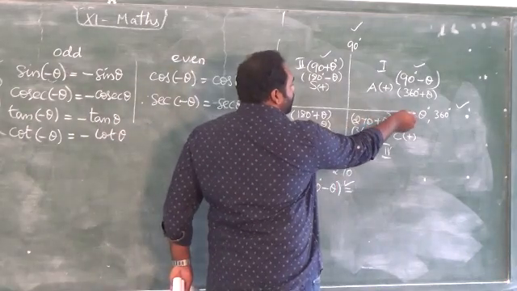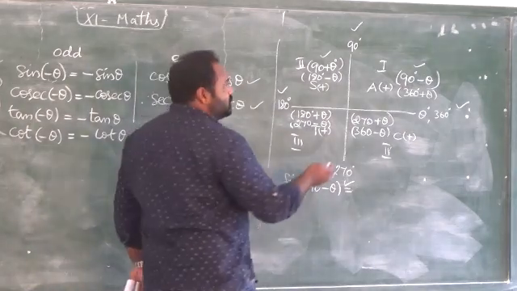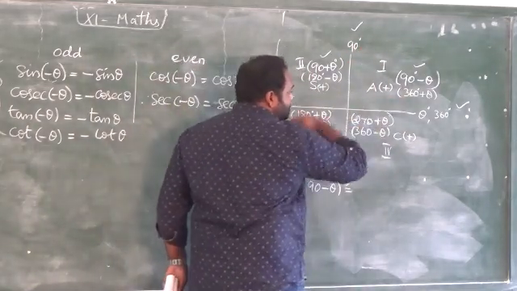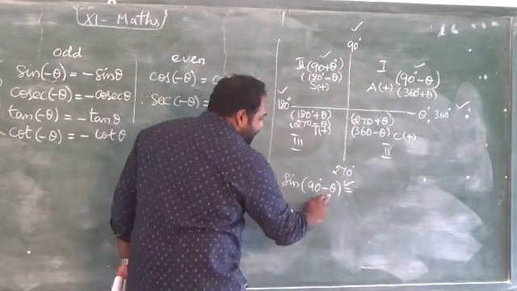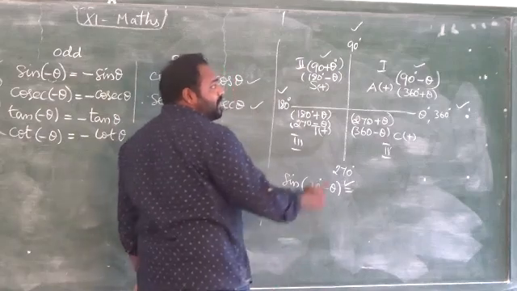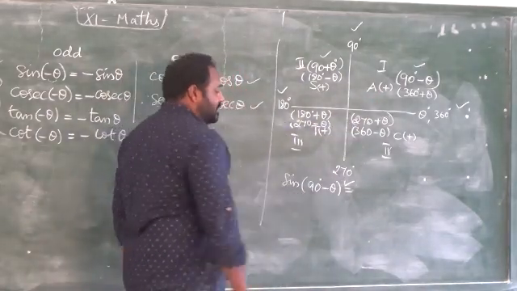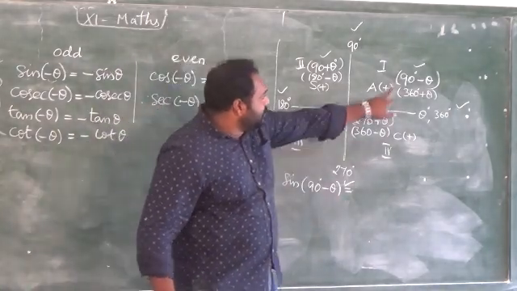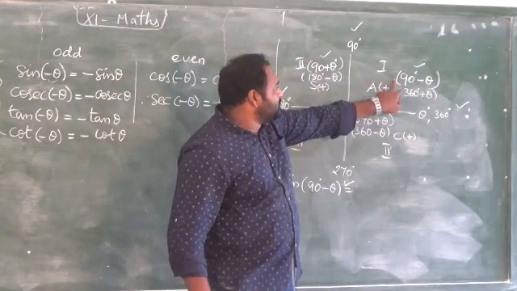If you take from here to here, one rotation is over. So 0 to 90, one part rotation is over; the complete rotation is 360 degrees, and one part rotation of 90 is over. So 90 minus theta occurs in the first quadrant. How will you find the answer for 90 minus theta? Sine of 90 minus theta occurs in the first quadrant.